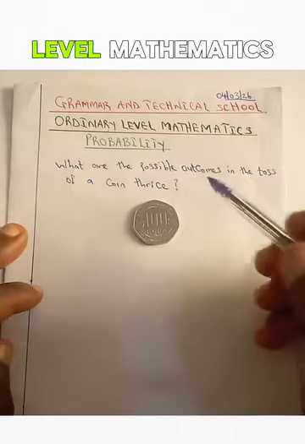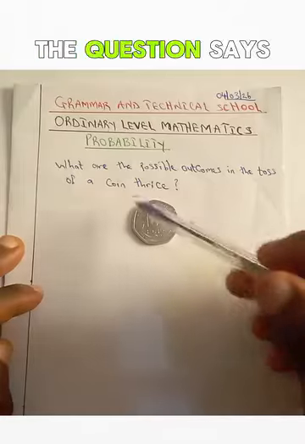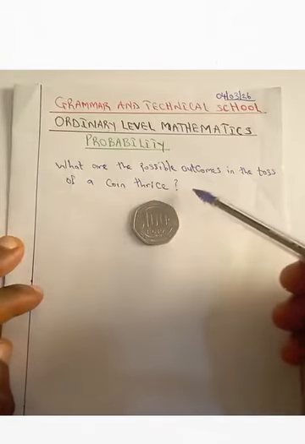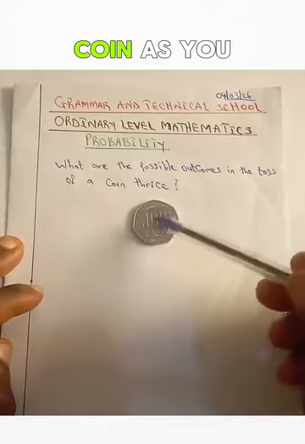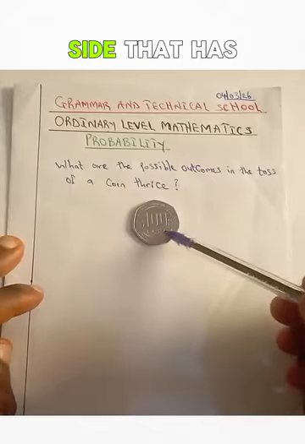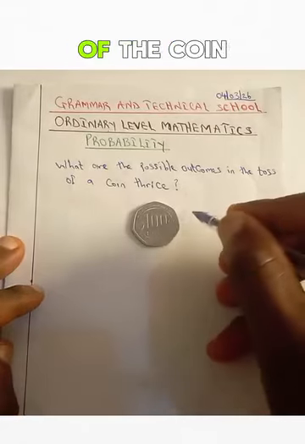This is ordinary level mathematics for grammar and technical schools. The question says, what are the possible outcomes in a toss of a coin thrice? This is a coin, as you can see. This is the side that has the numbers on it. We call this side the head of the coin.